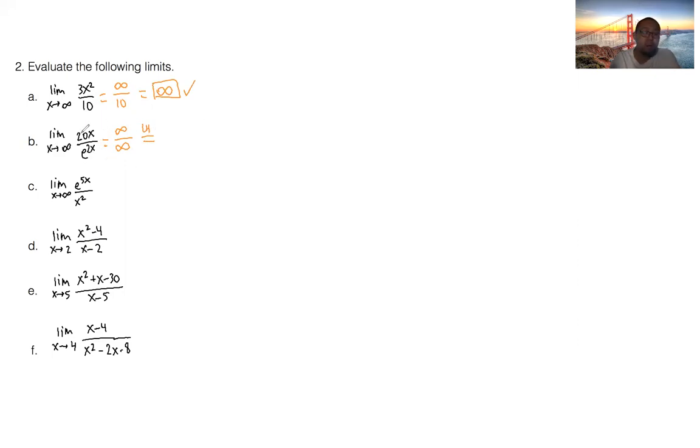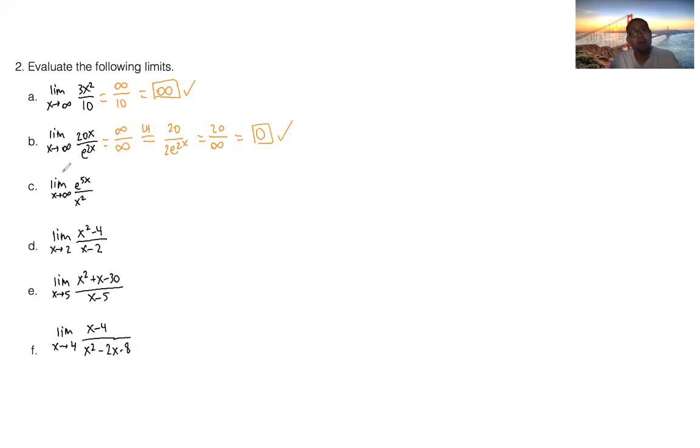So the derivative of the top, or 20x, is just going to be 20 based on the power rule. The derivative of the bottom is going to be 2e to the 2x based on the chain rule, okay? And so now when you evaluate the limit as x approaches infinity of 20 over 2e to the 2x, the bottom is going to approach a very large number, and eventually as this gets larger and larger, it's going to bring your entire function towards 0, okay?